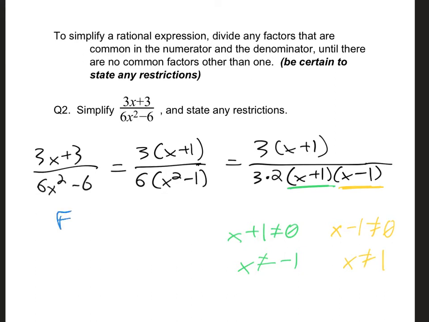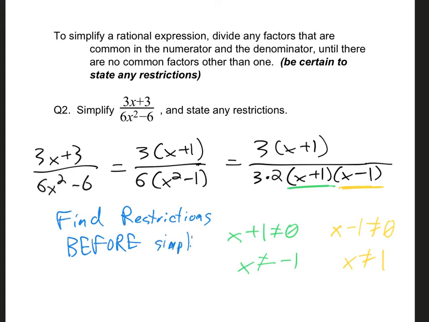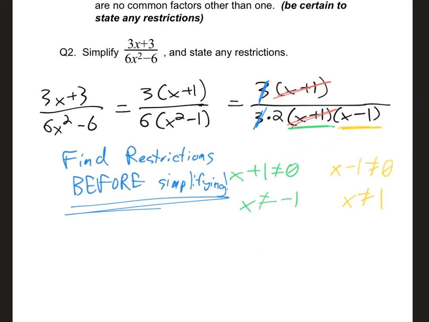Now, as you're going to see very shortly, it is important that we find any restrictions that exist before we fully simplify the expression. Let's now simplify this factored expression. We have a 3 in the numerator and a 3 in the denominator. 3 divided by 3 is equal to 1. We have x plus 1 in the numerator, and we have x plus 1 in the denominator. X plus 1 divided by x plus 1 is also equal to 1.